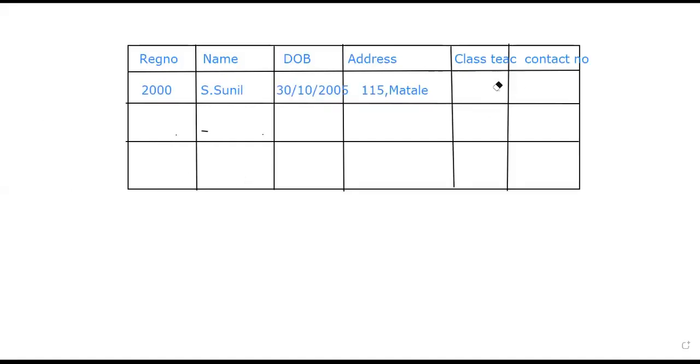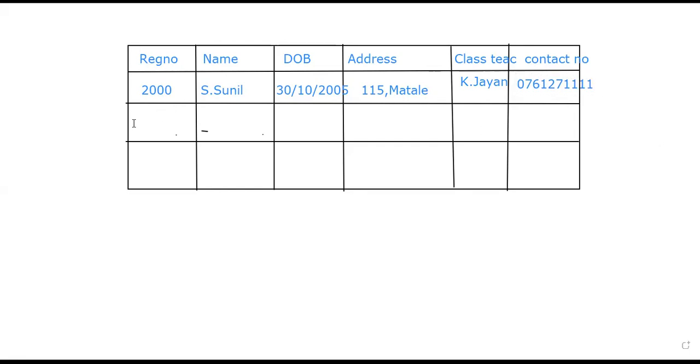Right, so for the class teacher's name, let me say something like this, okay? Let me say K. Jayan, that's the class teacher's name. K dot Jayan. And let me give the contact number as 76127 1111. That's the contact number of the class teacher.